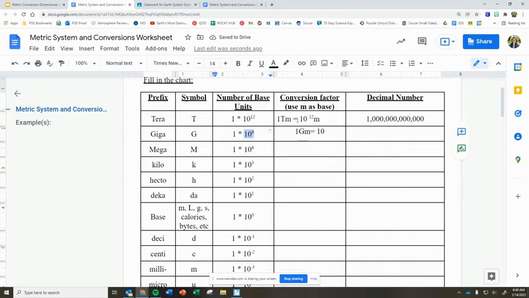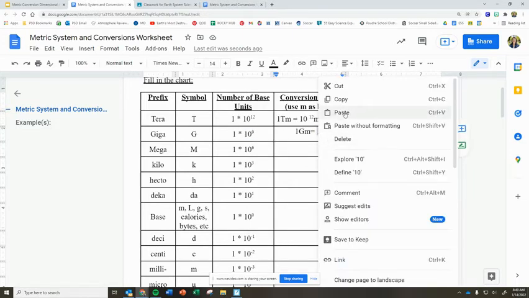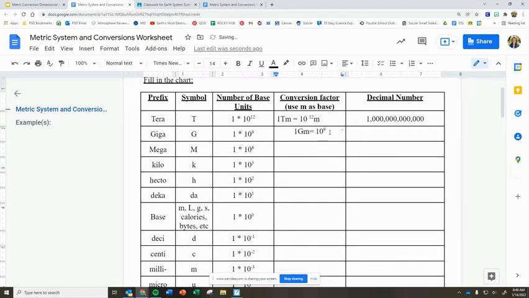I'm going to copy and paste this. You guys are going to do this on paper, so it'll be a lot easier. And then you do 10 to the ninth meters. Okay, so you're going to just write that, right? So the 1 always goes in front of the 1 with the prefix, and then the number right here goes in front of the base.